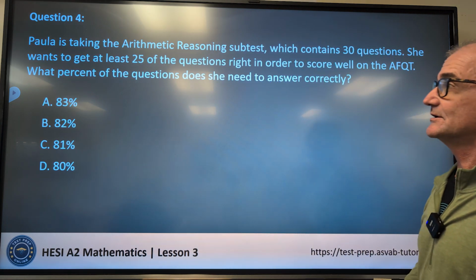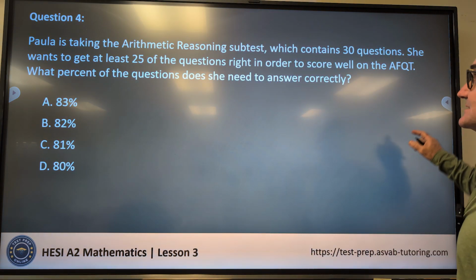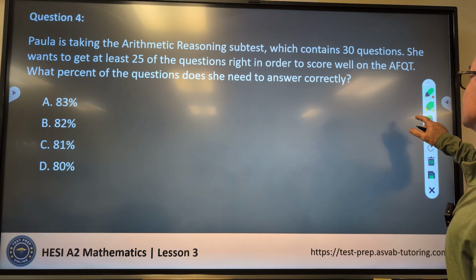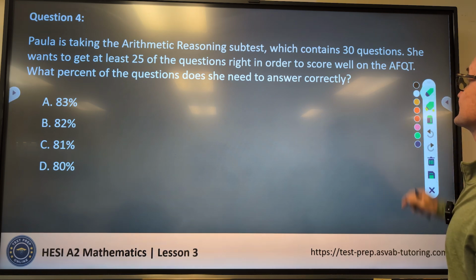Number 4, Paula is taking the arithmetic reasoning subtest, which contains 30 questions.